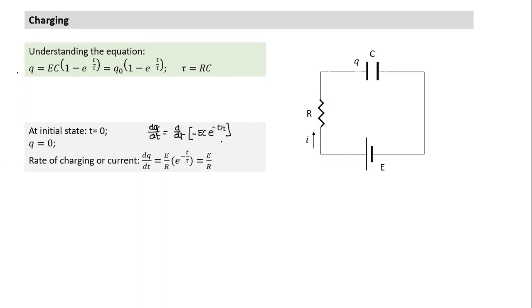What is that equal to? It is equal to something e raised to power minus t by tau. What is this derivative? This will be EC, and then the derivative of e to the power minus t by tau gives minus 1 by tau.